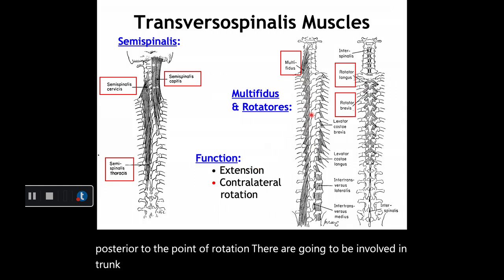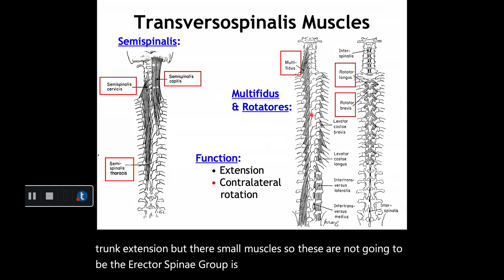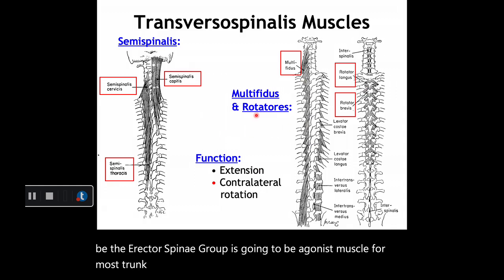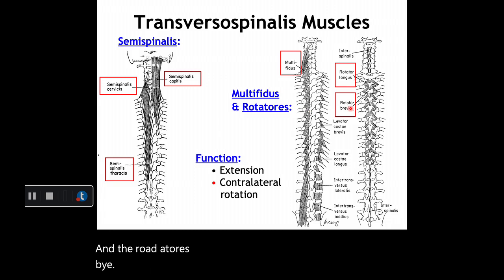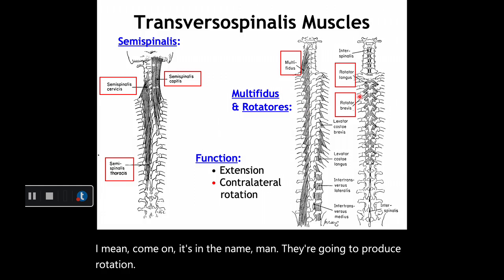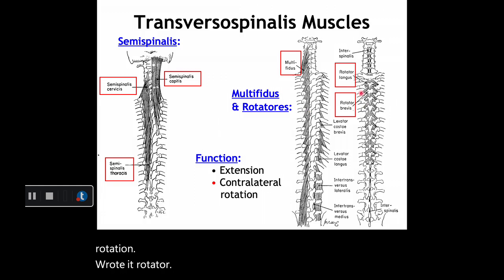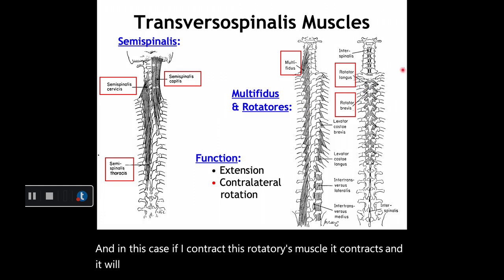But they're small muscles. So the erector spinae group is probably going to be the agonist muscle for most trunk extension. But the semispinalis and the multifidae and rotatories, they can help. They're synergist muscles. And the rotatories, come on, it's in the name, man. They're going to produce rotation. In this case, if I contract this rotatories muscle, it will actually cause my body to turn to the right. That would be contralateral rotation. It would pull this towards this.